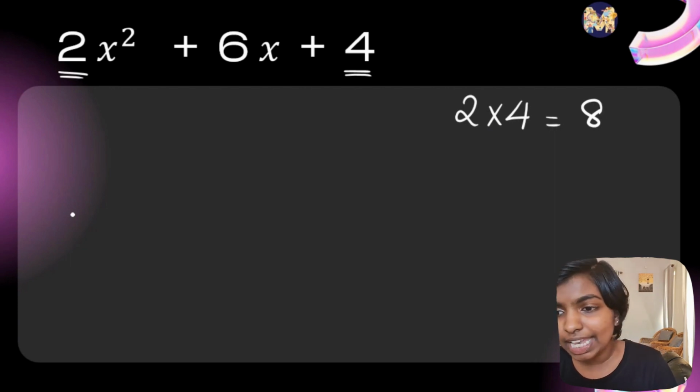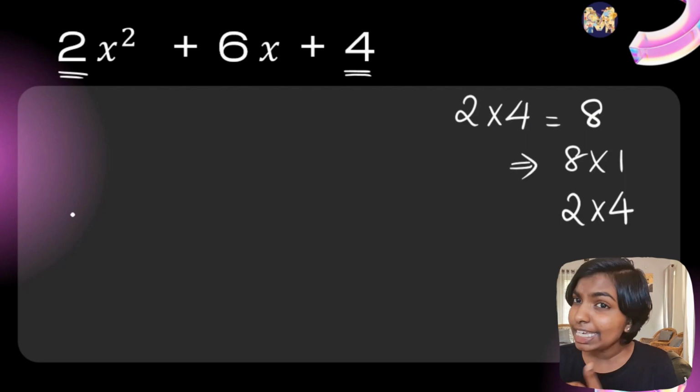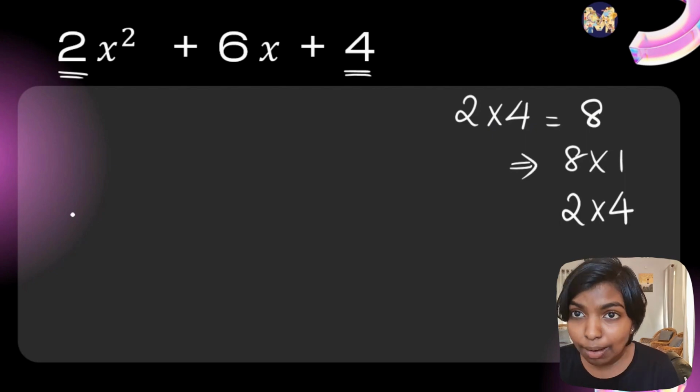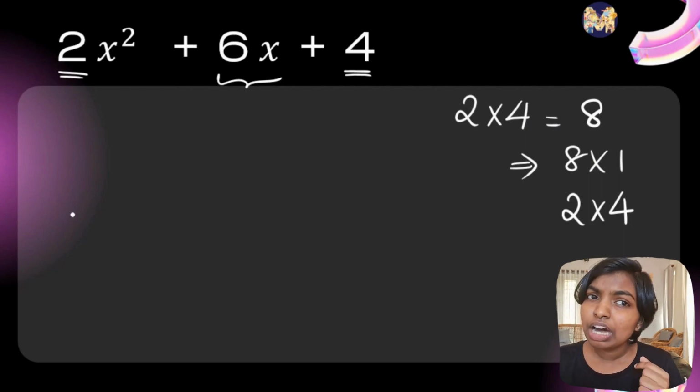8 is going to be either 8 times 1 or 2 times 4. Then we're going to look at these factors. Here in 8 times 1, we're going to look at the factors 8 and 1 and see if their sum or difference is going to give us the middle term, which is 6x. 8 plus 1 is 9, 8 minus 1 is 7, or 1 minus 8 is minus 7. So none of that gives us the coefficient of x, 6.